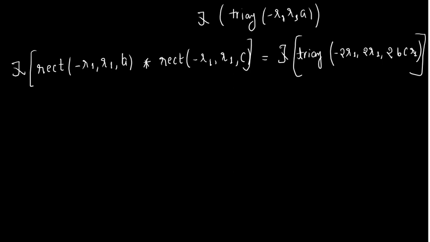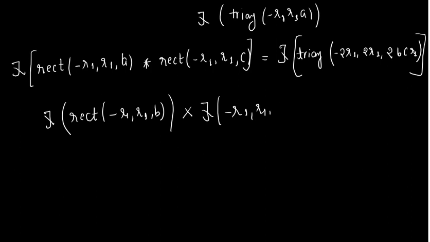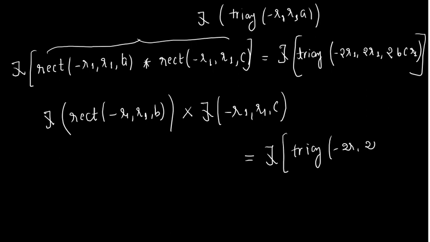We know that convolution in the time domain is nothing but multiplication in the frequency domain. So you can write that the Fourier transform of the convolution of two signals is the same as the Fourier transform of the first signal multiplied with the Fourier transform of the second signal. This will give you the Fourier transform of this triangular signal, and this is what we want to evaluate.